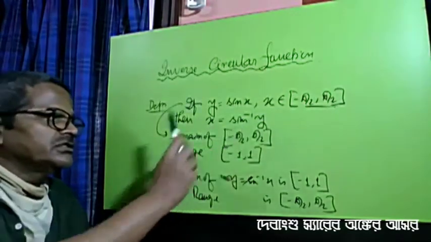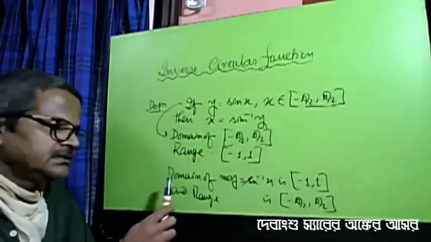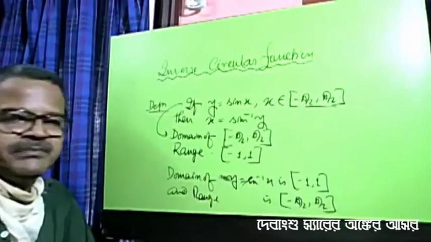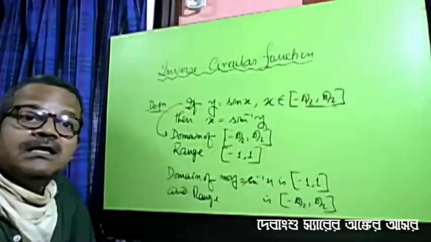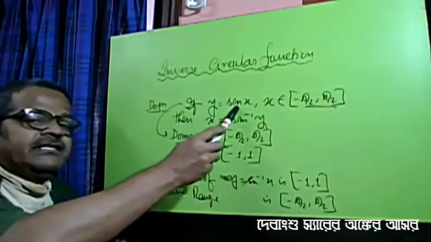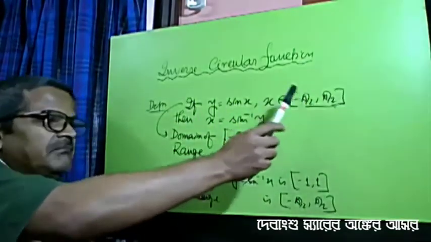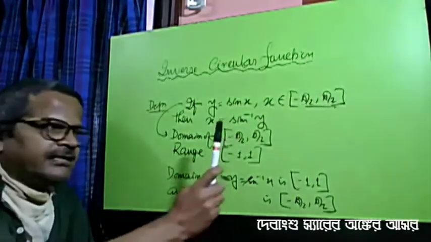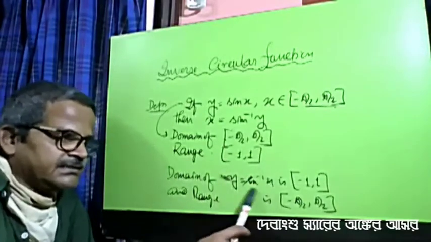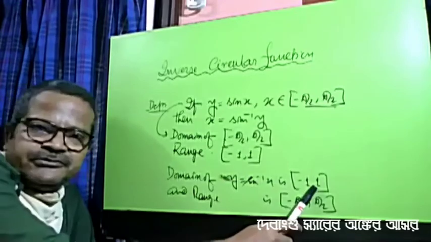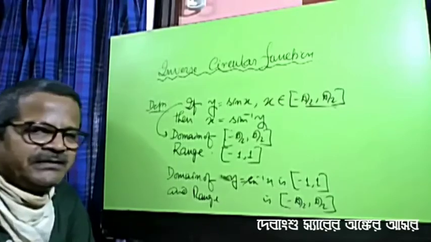Then y is equal to cos inverse x, and it has domain minus 1 to 1 and range 0 to pi. If instead of y is equal to sin x it is tan x, then the domain remains the same, but the range becomes the entire real numbers, that is minus infinity to plus infinity. In that case, y is equal to tan inverse x has domain minus infinity to plus infinity, and range, which is called PVR, minus pi by 2 to plus pi by 2.